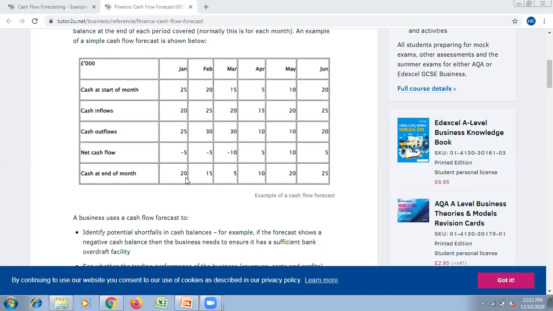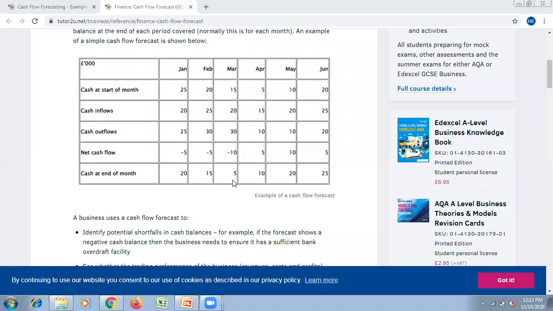Very good, excellent answer. Because the closing cash balance, that is the cash at the end of the month, is positive throughout these months. Yes, there are some instances where net cash flow is negative in the months of January, February, and March, but still, it did not lead to a negative closing cash balance. So there is no cash flow problem there.